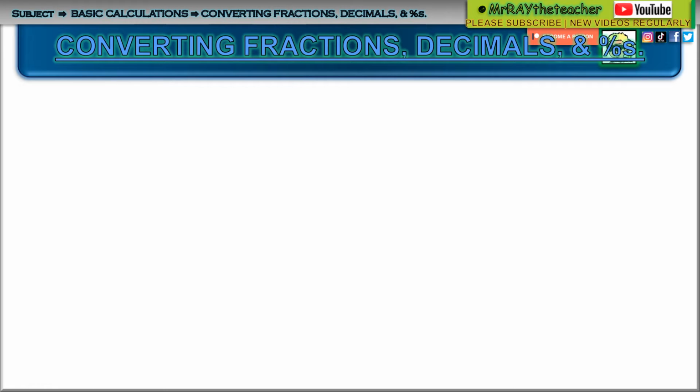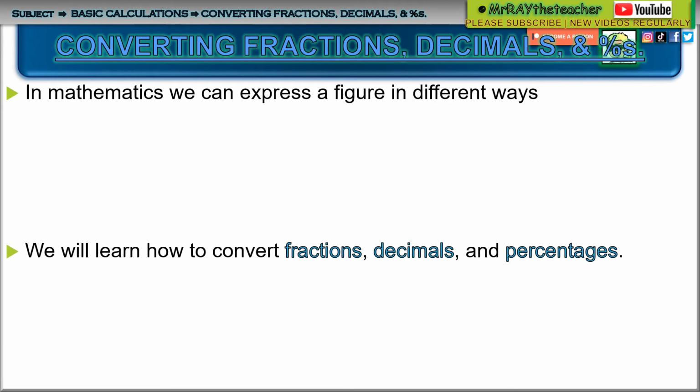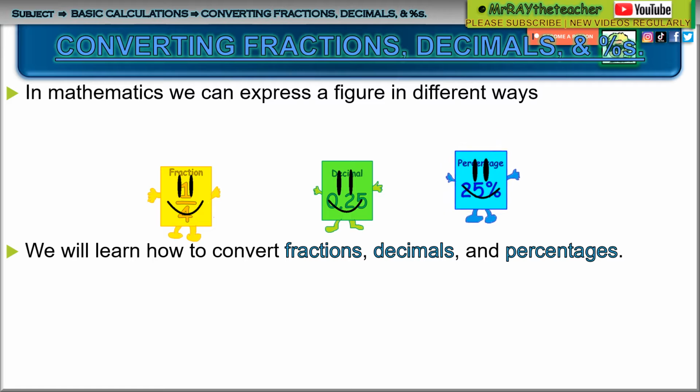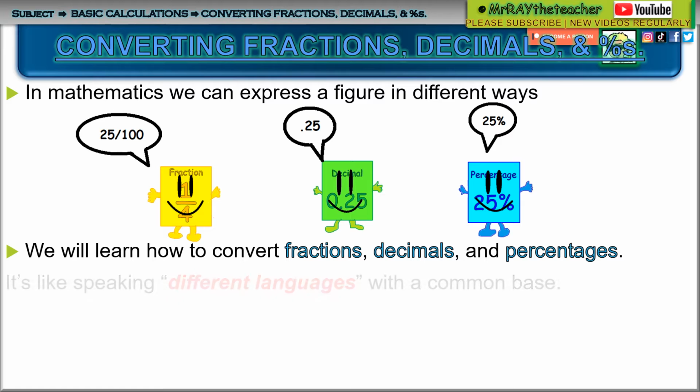So first of all, we're going to look at converting fractions, decimals, and percentages. In math, we can express a figure in different ways. We'll learn how to convert fractions, decimals, and percentages. So these bad boys: 25 out of 100, 0.25, 25%. Respectively, they all equal 1/4.